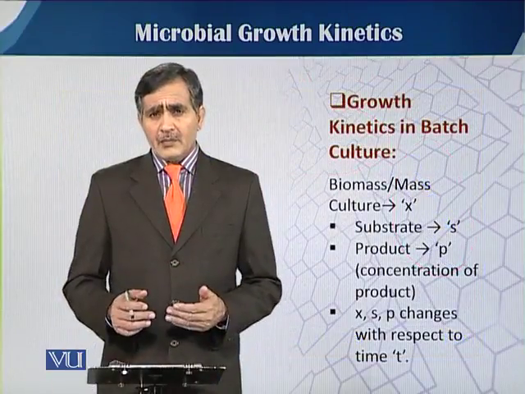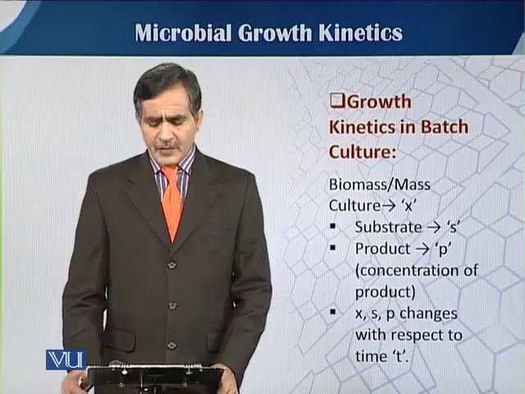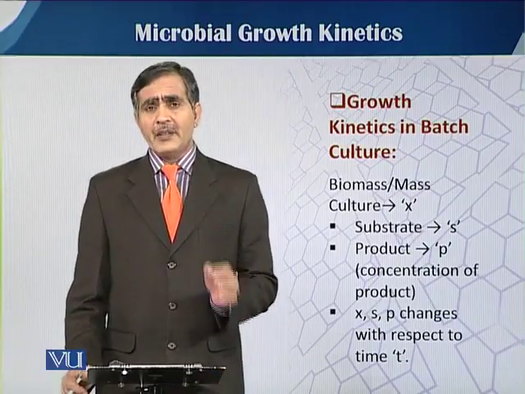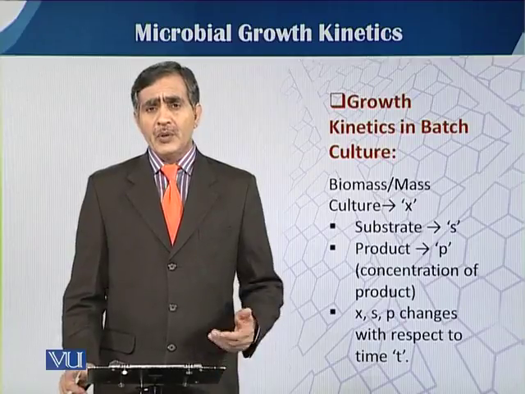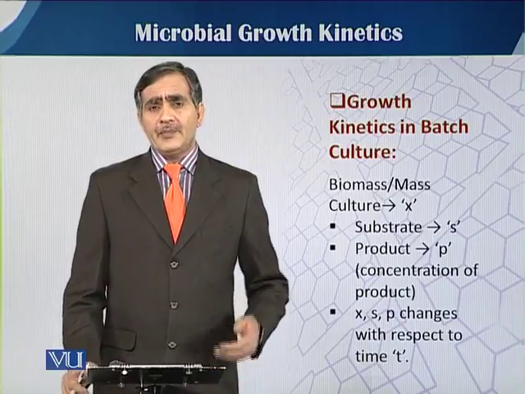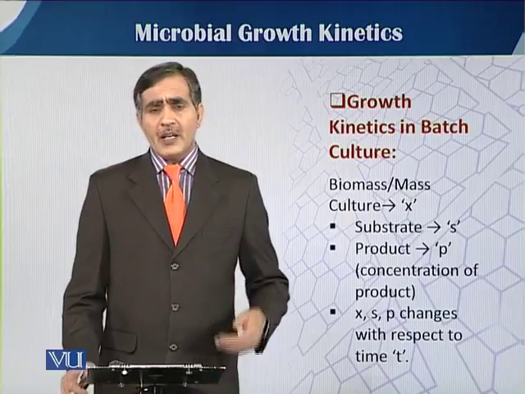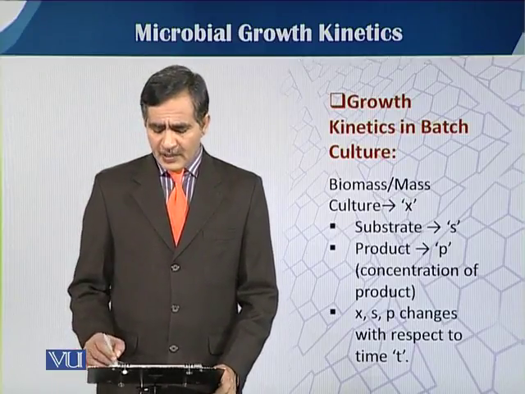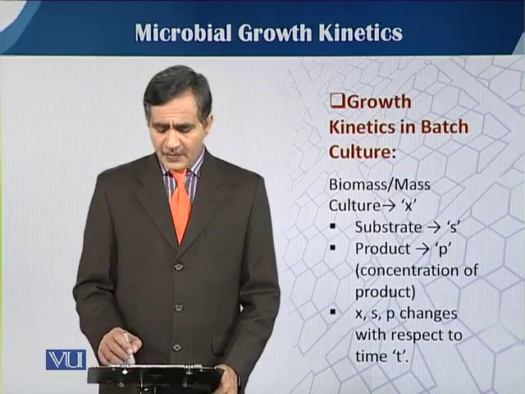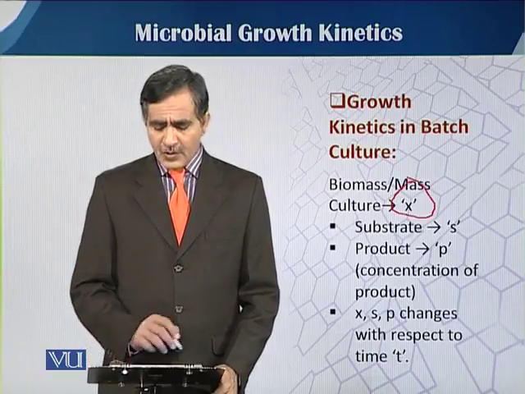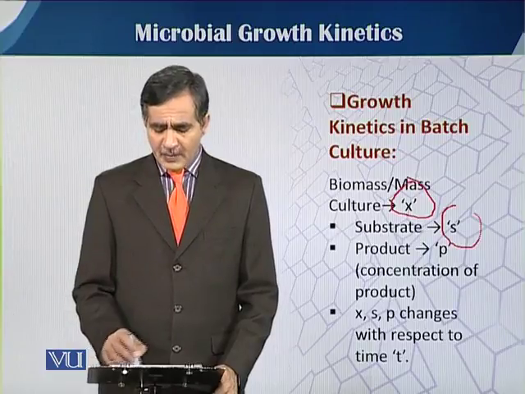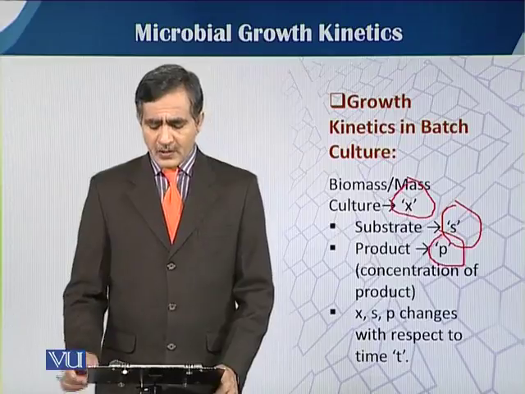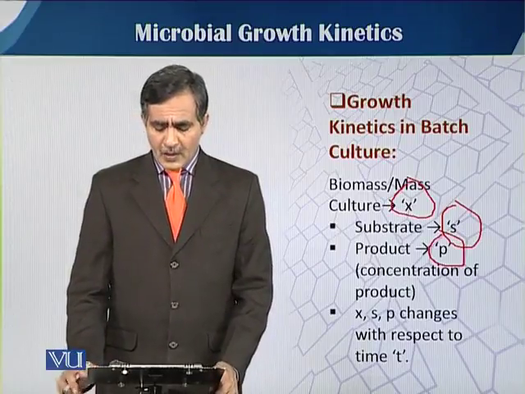Before talking in detail about the growth kinetics in batch culture, we should know the different symbols we use for biomass, substrate, and product. In this slide you can easily see that X is used for biomass, S is used for substrate, and P is used for product.